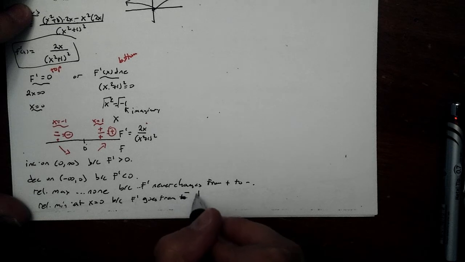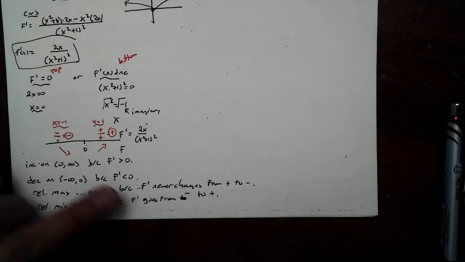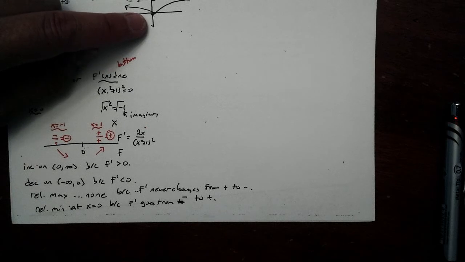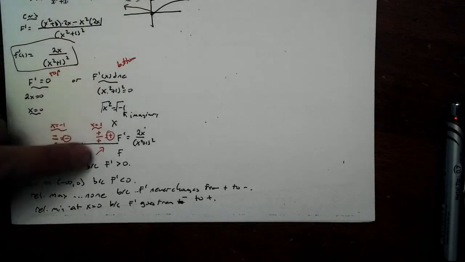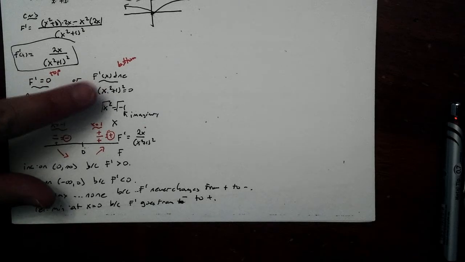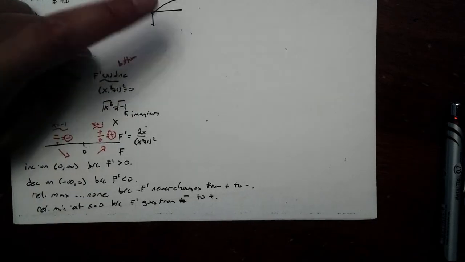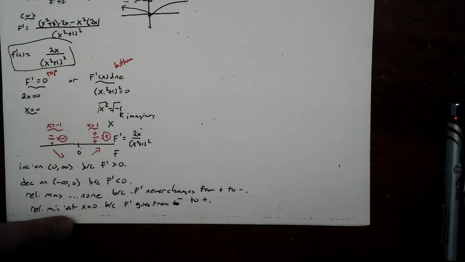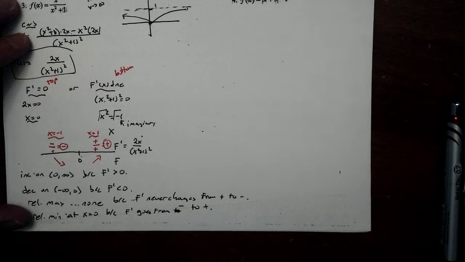From negative to positive. Now, sometimes people say, but Mr. Werner, isn't that a cusp? Yes, it is a cusp in this situation, but remember, critical numbers are defined by slope of 0 or does not exist. As long as it's not asymptotic or an endpoint, it's still a minimum point for a graph. So that's why this is still considered a relative minimum here.